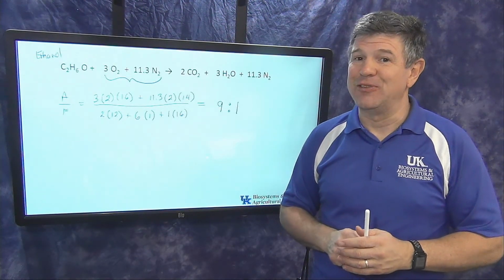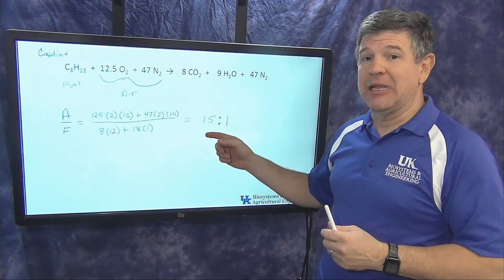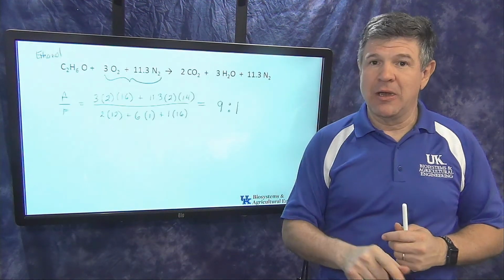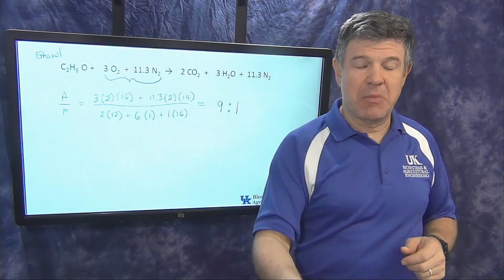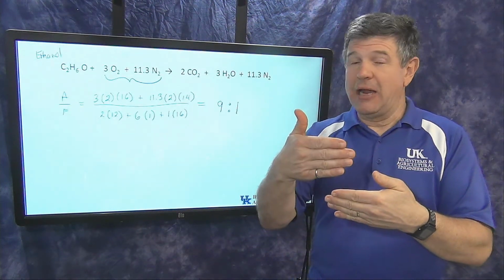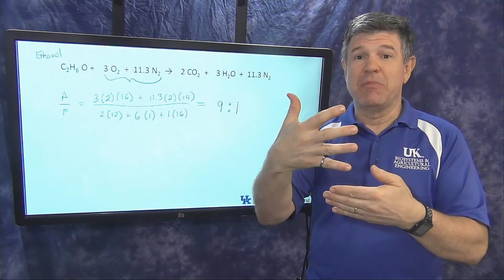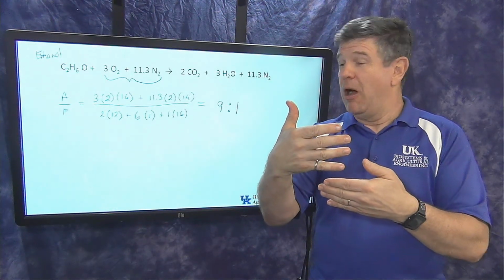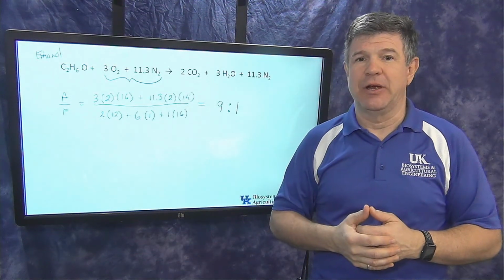It's a little bit different than gasoline, isn't it? If we go back to gasoline, when we calculated gasoline, we had 15 to 1. The ethanol, when we calculated it, was 9 to 1. So what does that mean? For every pound of fuel that's going into that vehicle, I don't need nearly as much air. With gasoline, I need 15 pounds of air, but for the ethanol, I only need 9 pounds of air.